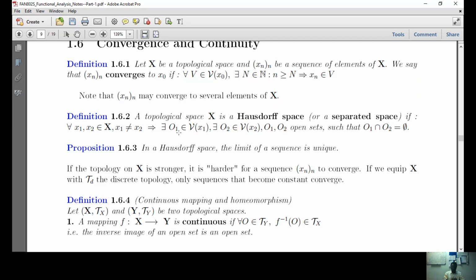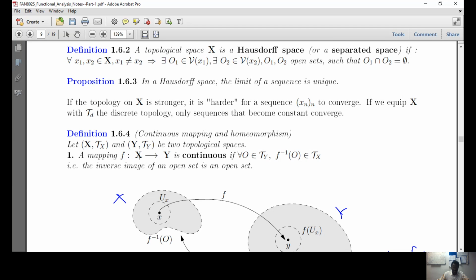R, for instance, is Hausdorff. If you take the usual topology of R, for any two different points in R, this will be true. In R, if I take, let's say, A, B, two elements of R, I can show that R is separated. It's a separated space, or R is a Hausdorff space. So let me do that for the topology of R.